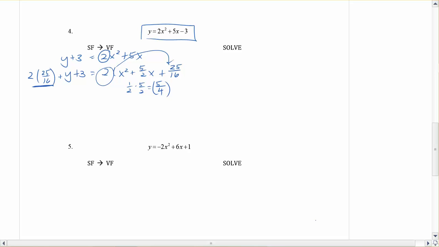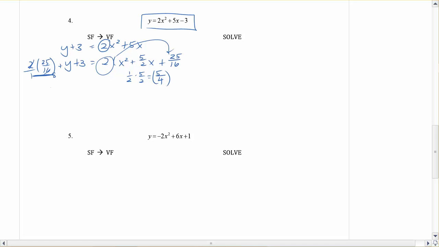So let's look at the left side. Working with fractions, the 2 over 1 would cancel with 16 and get 8. So I have 25 eighths plus y plus, if 3 is over 1, let's make that a common denominator of 8. So 8 times 3 is 24. I have a coefficient of 2. The number I got when I take my b over 2 was 5 fourths. I'm going to take that quantity squared. So again, this number is what's going to help me figure out what my ax plus b squared is. 25 plus 24 is going to give me 49 eighths.